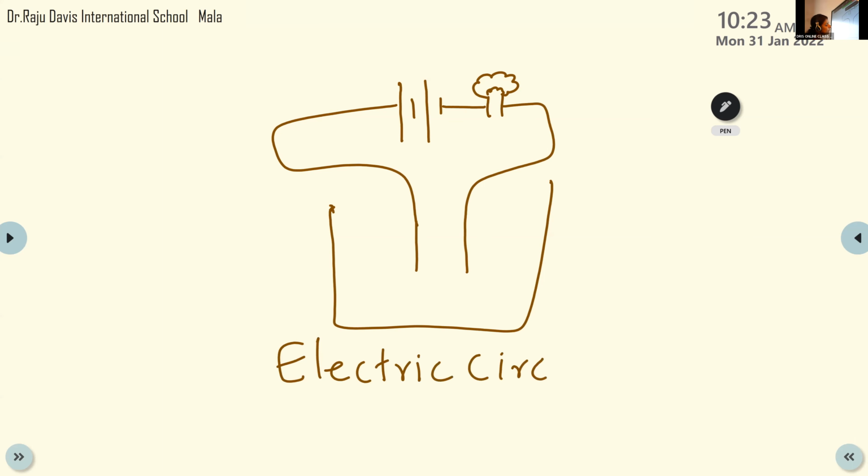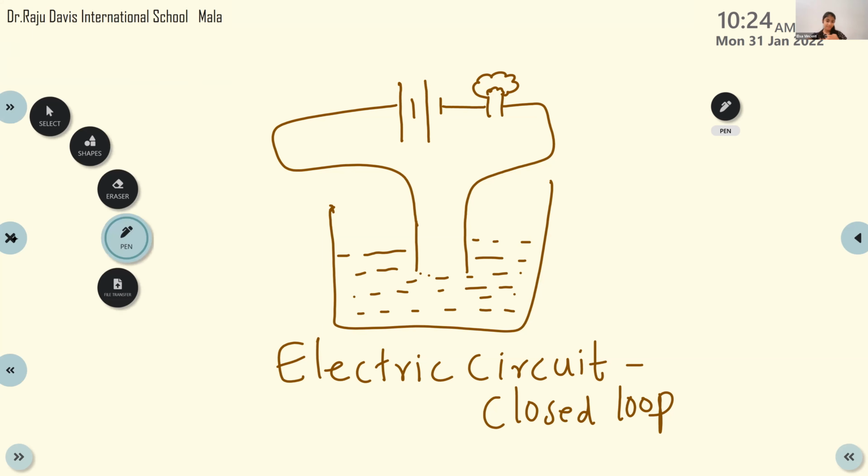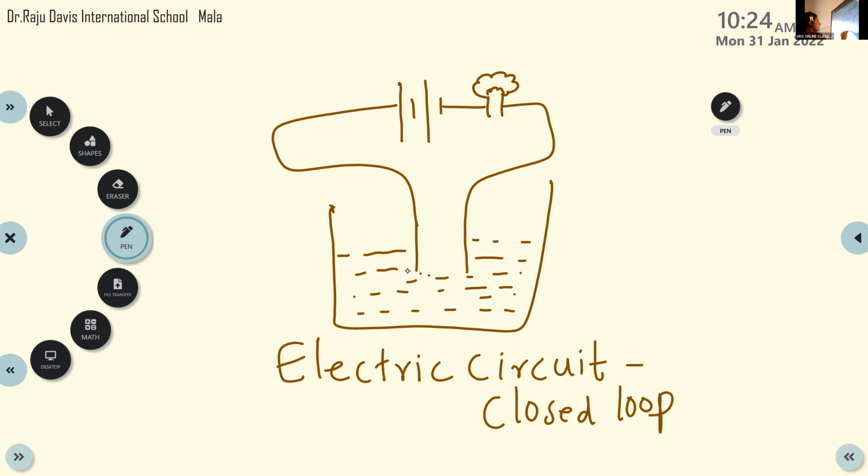An electric circuit is a closed loop. What is meant by this term closed? Closed means there is no gap. Is it completed? So when we consider this figure, how does the circuit become closed? When the electricity can pass. If there is some distance, no space in between the circuit.